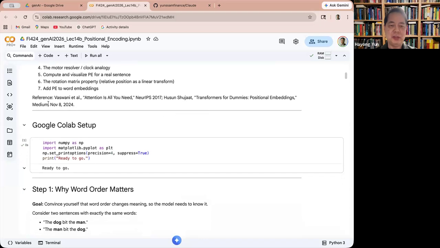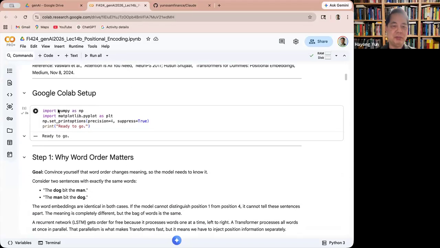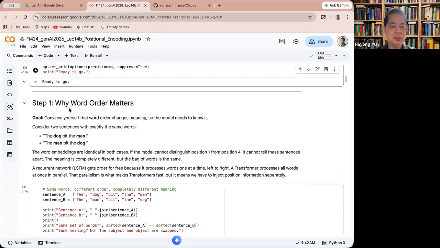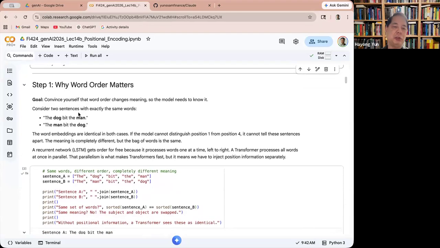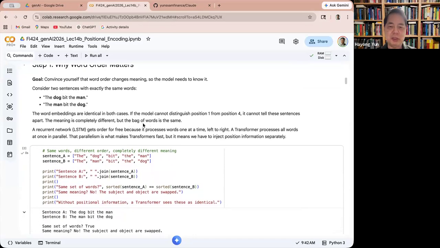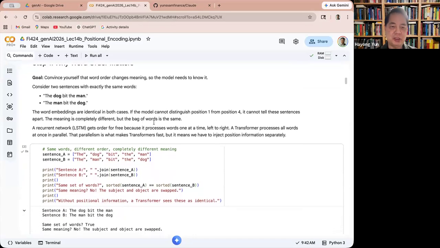And here are some references, like the original article here and also some illustrative examples here. We changed the numbers a bit, but this is inspired by this article. So let's set up Google Colab. The first thing is that word order matters. "The dog bit the man" and "the man bit the dog" are different, aren't they? And without the position, you cannot really distinguish these.